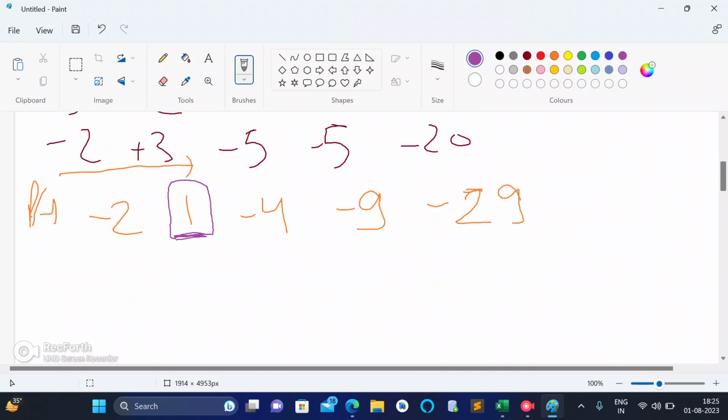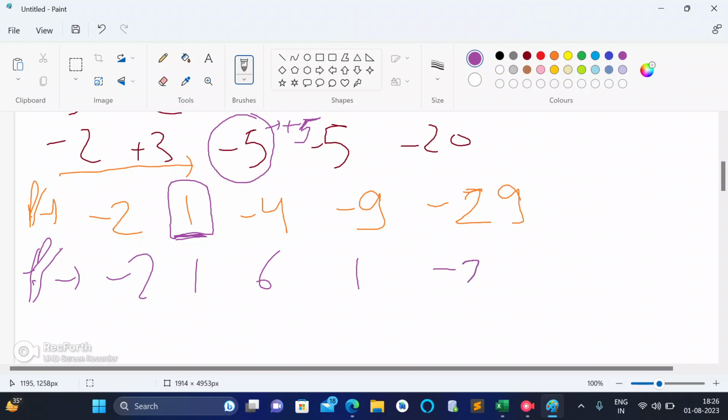So another observation we can make is, suppose this is the prefix sum. Suppose I decide to make this -5 into +5. Let's first observe the change in the prefix sum. The new prefix sum would be -2, then 1, then 6, then 1, then -21.